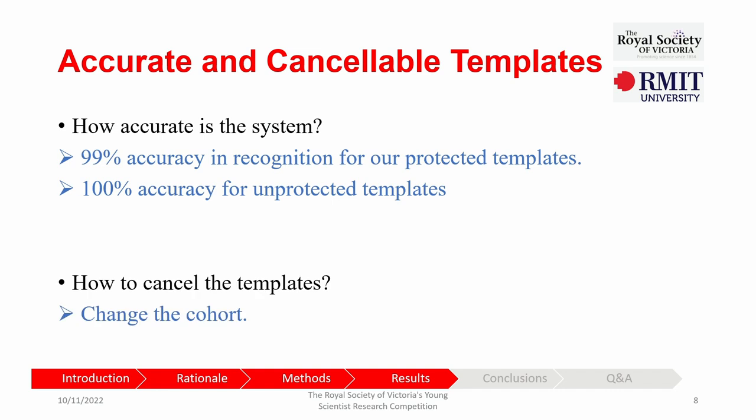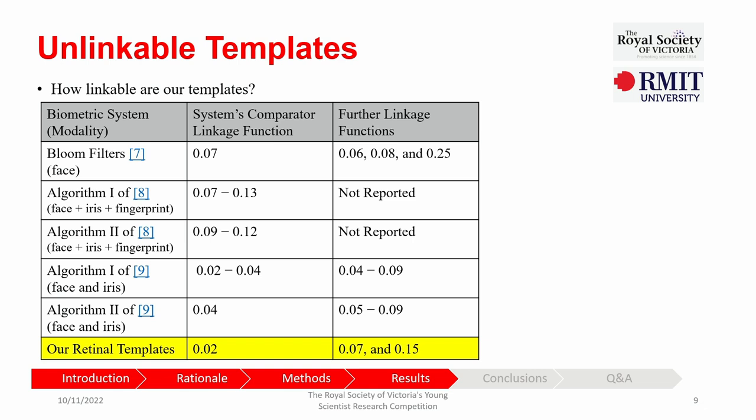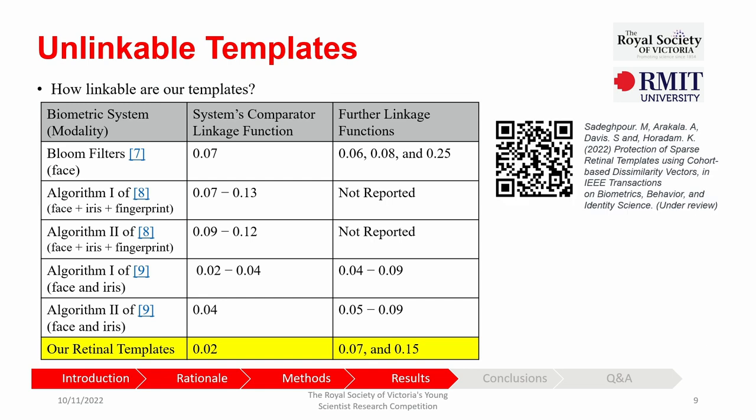I also checked the cancelability of templates. Our templates can be cancelable. We can use a new cohort and re-enroll the user if the templates are compromised. Lastly, we evaluated the unlinkability of our templates. I evaluated the linkability scores of our templates, and the linkability scores are represented in the last row of the table. We achieved very low linkability scores compared to other existing biometric systems in the literature. This shows very highly unlinkable templates.